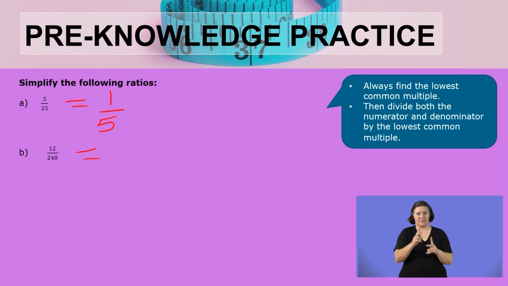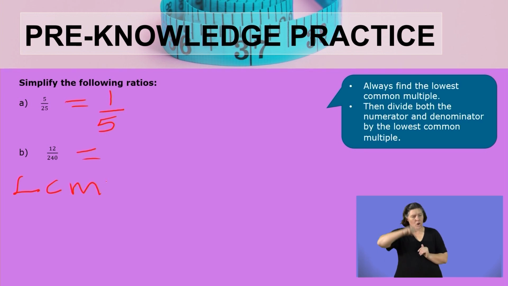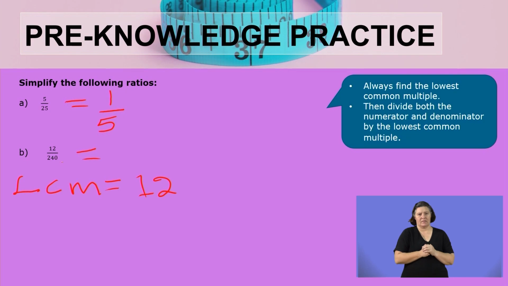12 over 240, we look at the common factor, and it is 12 because 240 is divisible by 12. Then 12 divided by 12 is 1, and 240 divided by 12, let's press the calculator together, we get 20. So this was the pre-knowledge practice that we needed before we can start with our lesson.